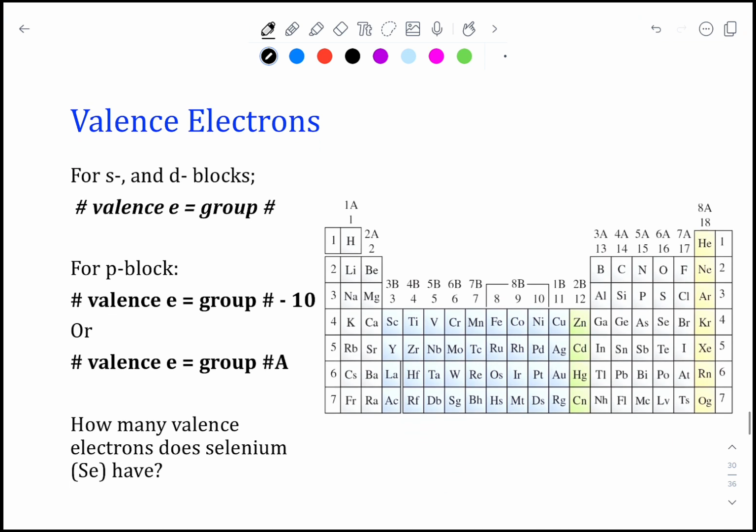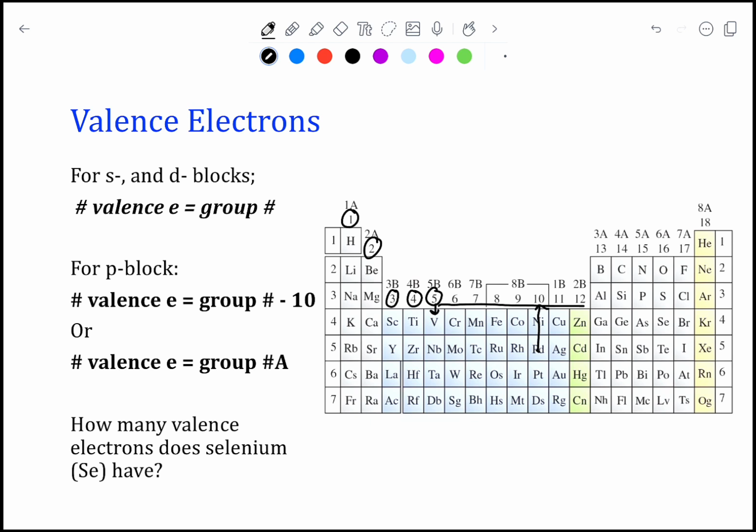Again, we can use our group numbers like we did for group 1 and 2 to tell us how many valence electrons we have. So for our s and our d blocks, our group number is equal to our valence electrons. So group 1 has 1 valence electron, group 2 has 2 valence electrons, group 3, or 3B, has 3, 4, 5, there's vanadium, which we just said has 5, and so on and so forth. All of our group numbers that we have here tell us our number of valence electrons. So if I said, what is, I don't know, palladium, Pd, how many valence electrons does it have? Well, it's in group 10, so it has 10 valence electrons.